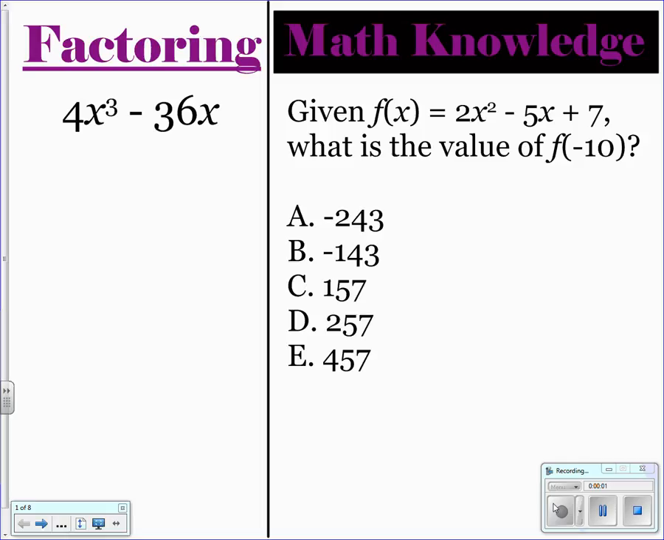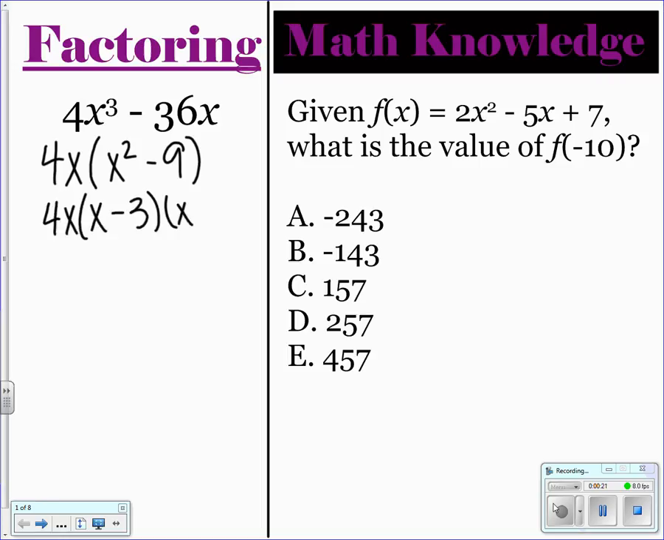Okay, so y'all go ahead and do the factoring of the math knowledge question for today. Pause the video, and then once everyone is finished, you can unpause the video, and I'll go over the correct answers. On the factoring, you're going to start off by pulling out your greatest common factor, which is a 4x, and then you're going to have x squared minus 9 left over. And then you can factor x squared minus 9 as x minus 3 times x plus 3. And so that would be the answer for your factoring.